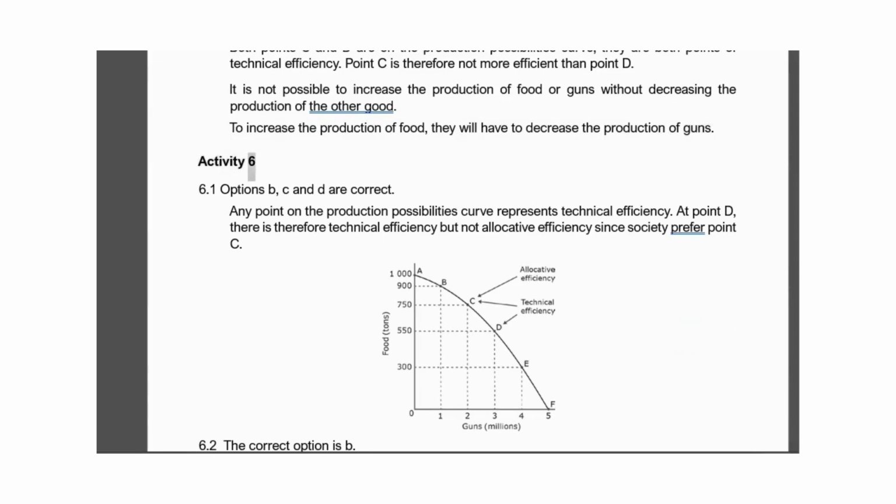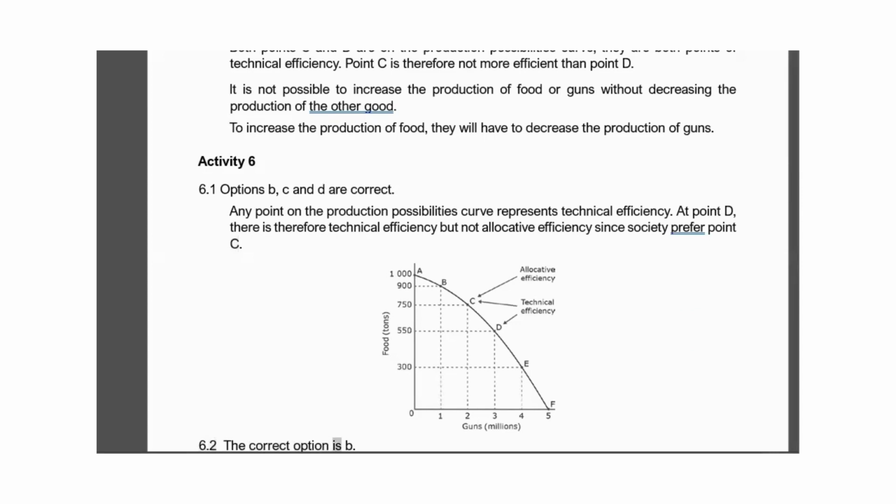Activity 6. 6.1 Options B, C, and D are correct. Any point on the production possibilities curve represents technical efficiency. At point D, there is therefore technical efficiency but not allocative efficiency, since society prefers point C.